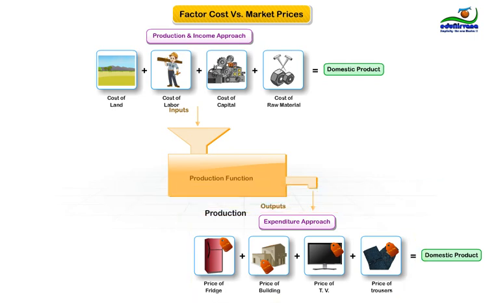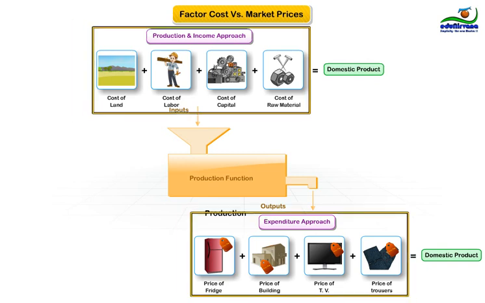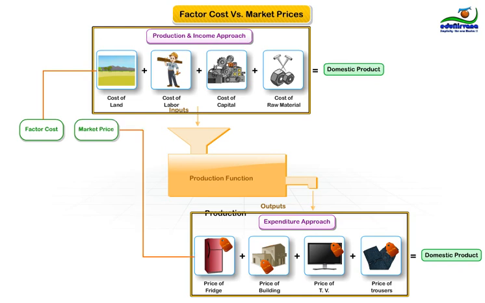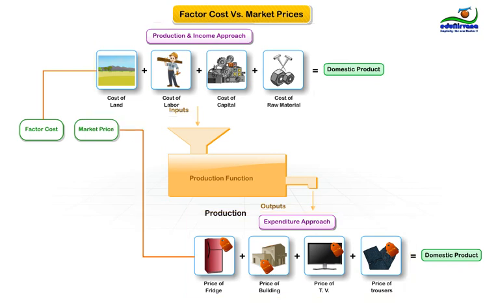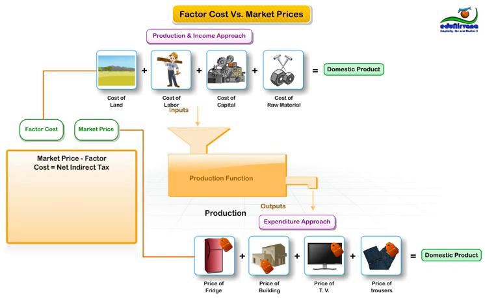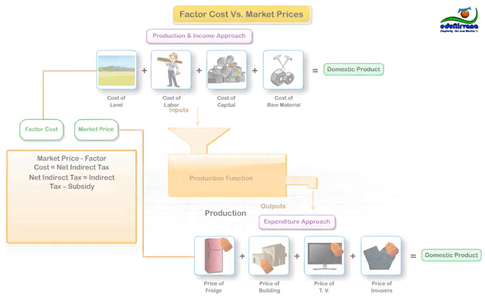Let's delve deeper into this argument to find the reasoning. As we know, money value of final goods and services produced can be estimated in two ways: at factor cost, that is FC, or at market prices, that is MP. Simply put, difference between FC and MP is net indirect tax. Net indirect tax is the difference between indirect tax and subsidy.